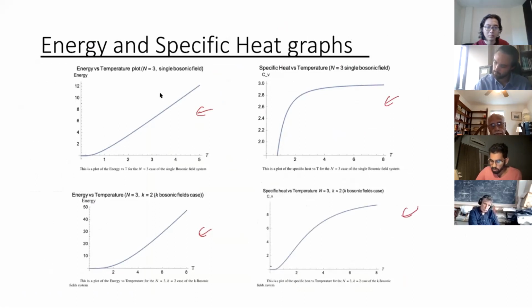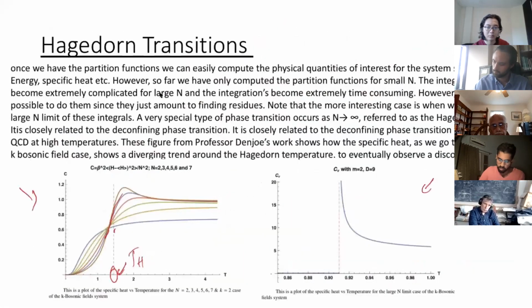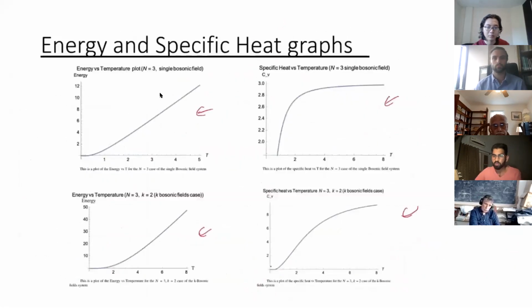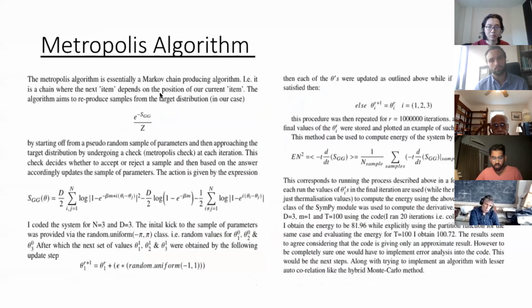If you note, this seems to match with what Professor Denjo had in his work. So the n equals 3 case here, I think, is the yellow one. And we note that we have a similar shape of the graph here. And as I already explained, how the Hagedorn transition arises is when we compute these for larger n at the Hagedorn temperature, we basically start observing this diverging trend, which then eventually is what suggests the phase transition.